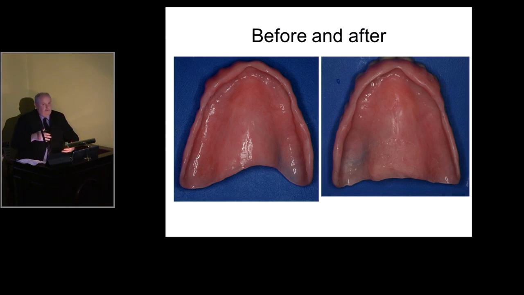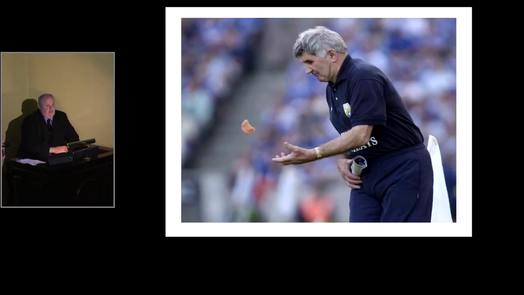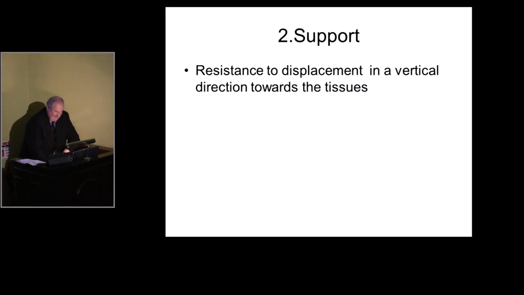Because we improved the surface area. This is a famous Gaelic footballer coach in Croke Park cheering his team on, and his denture was displaced. Why did that happen? Because if you look very carefully, you can see it's a bit underextended, just there. So support, resistance to displacement in a vertical direction.